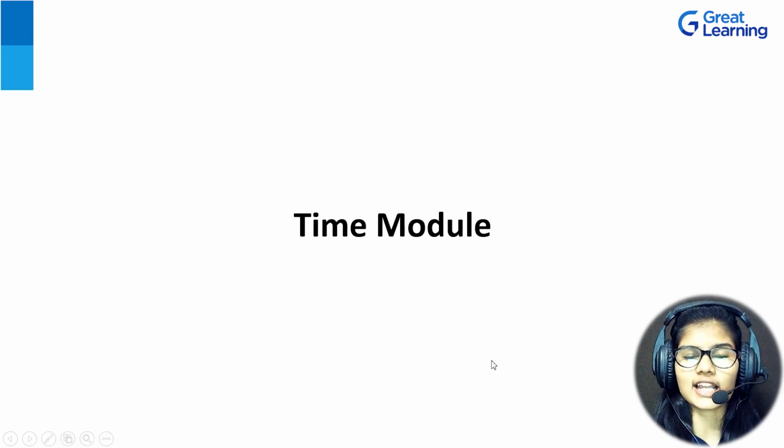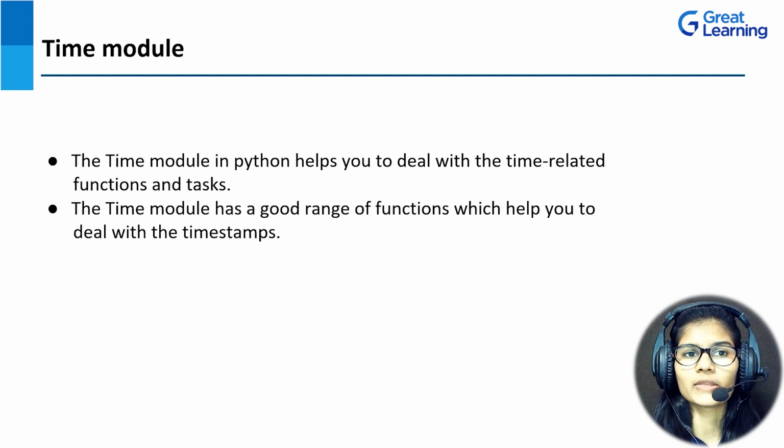So we'll be discussing the time module. If I talk about the time module, that's what it is used for. It is one of the modules in the Python programming language which helps you deal with time related functions and tasks. As I already told you, let's say you want to get the current time, what's the current time right now, what's the current local time. In all of these cases, this time module helps you.